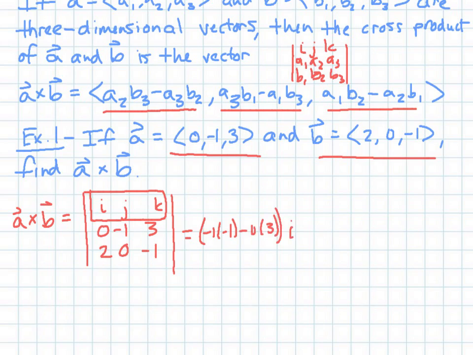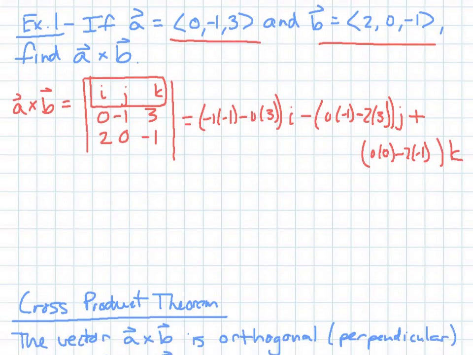Now I'm going to write my i's, j's, and k's at the end. Now j is in a negative position, so I'm going to write the opposite sign, so negative there first, but I'm going to put the j at the end of the parentheses. And then for j, cross out its column and its row, so that takes you 0 times -1, and then minus 2 times 3, and then j, and then plus the last one, k. So cross out the column and row that k is in, so that's 0 times 0 minus 2 times -1.